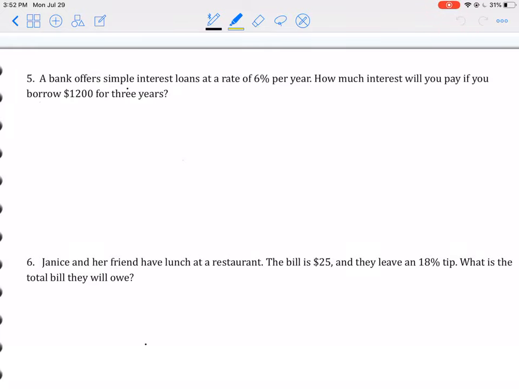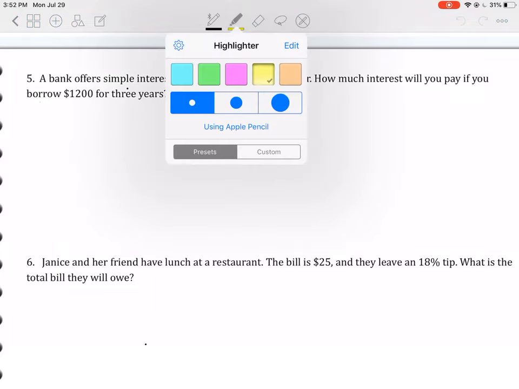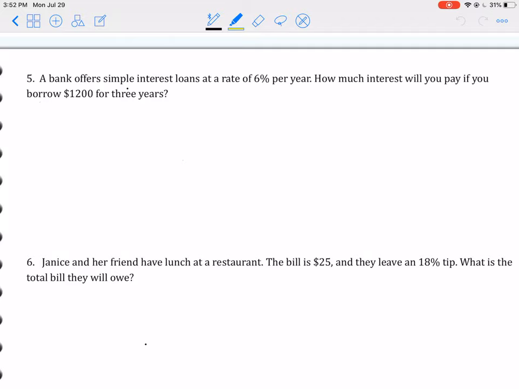Problem 5 on page 48. A bank offers simple interest loans at a rate of 6% per year. How much interest will you pay if you borrow $1,200 for 3 years? How much interest will you pay?